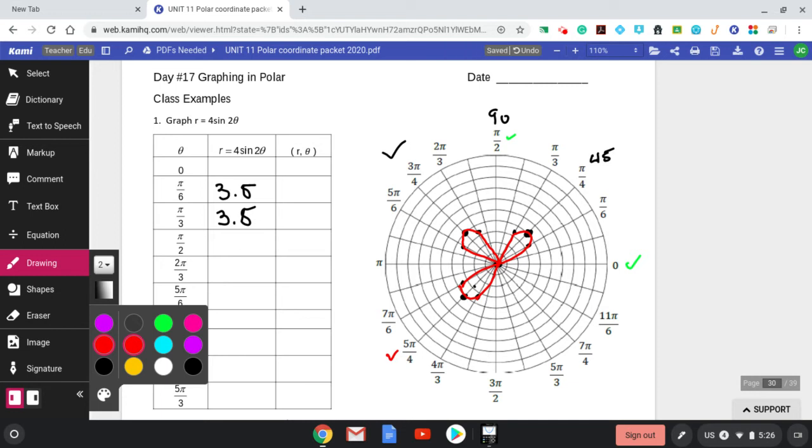All right, so let's keep going. Another 90 degrees. 1, 2, 3. I should be at 7 pi over 4. Graph it. 1, 2, 3, 4. Got it. 3.5 to the right, 3.5 to the left. And there it is. 4 petals, equally spaced 90 degrees.